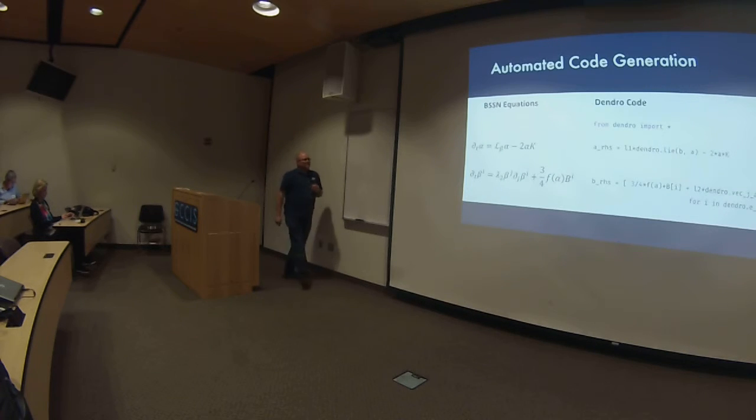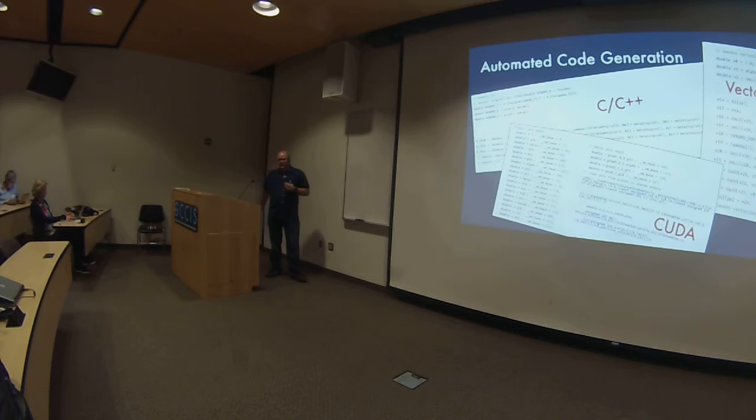In Dendro, we want to be able to generate right-hand sides for the equations that are architecture dependent. So we have a Python code that uses SymPy where you can type in the equations, hopefully in a way that looks something like what you write them down on paper. And then it generates different right-hand sides.